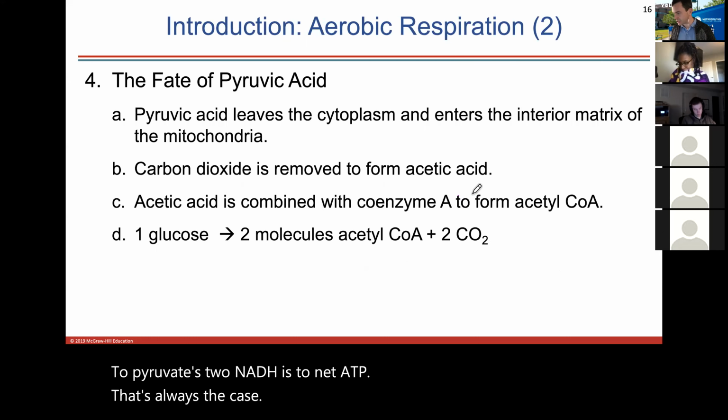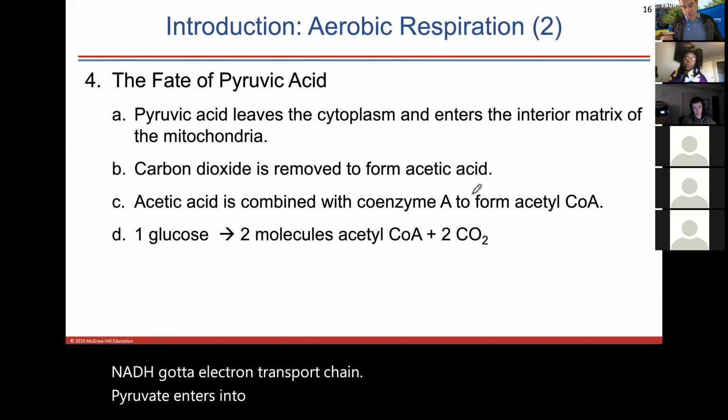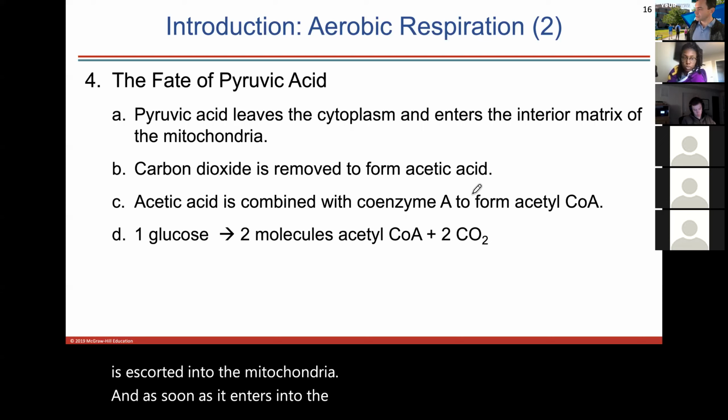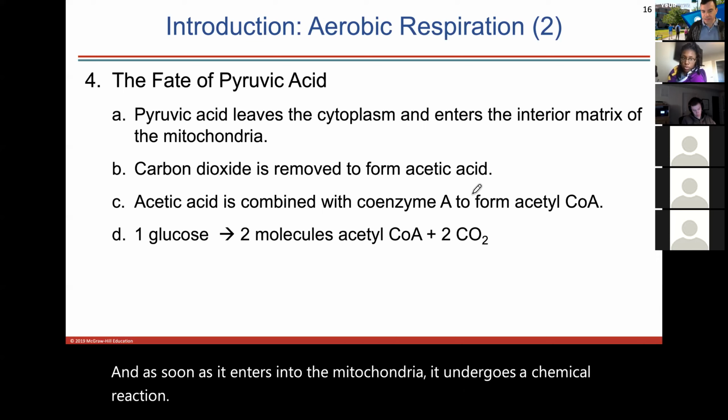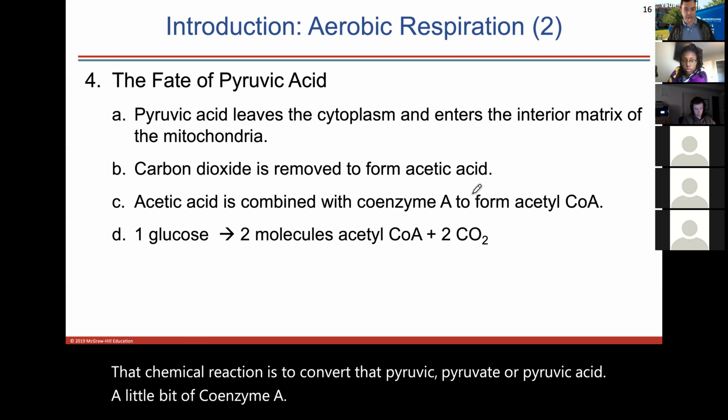NADHs go to the electron transport chain. Pyruvate enters into that transition reaction. Pyruvate is escorted into the mitochondria. And as soon as it enters into the mitochondria, it undergoes a chemical reaction. That chemical reaction is to convert that pyruvate or pyruvic acid, add a little bit of coenzyme A, and become this thing called acetyl-CoA.